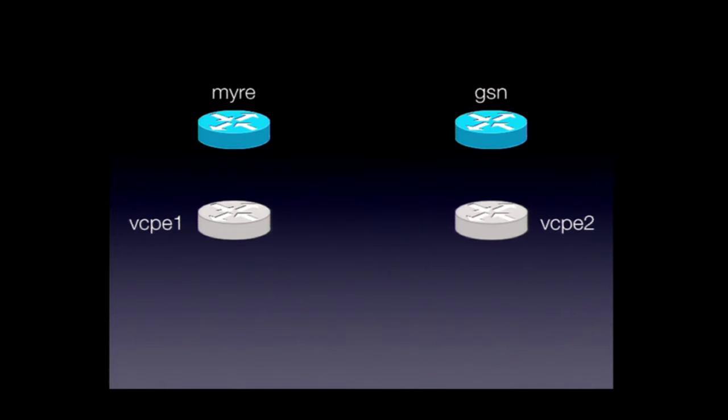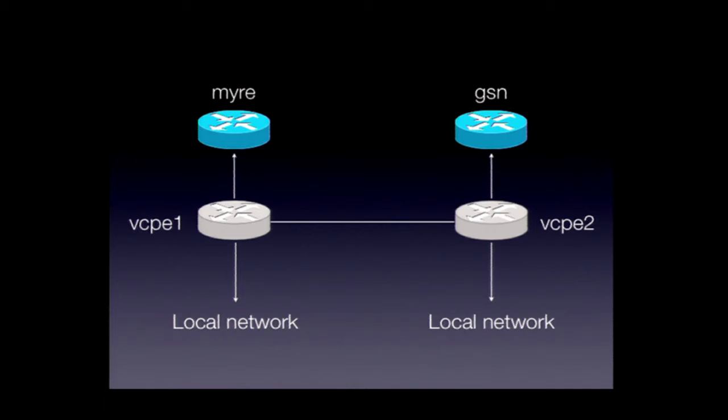What connectivity does CPE need? Well, we need links upstream to get to the internet. We need a link in between for failover. And we need links downstream to the local LAN.